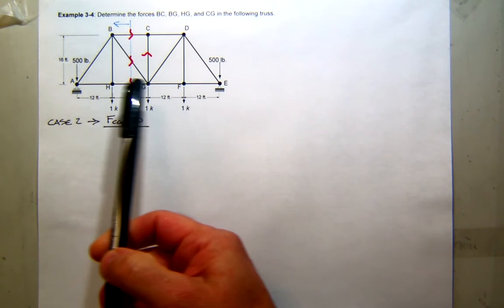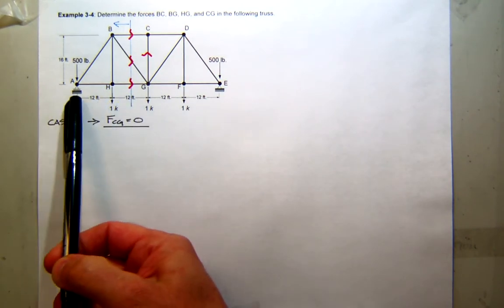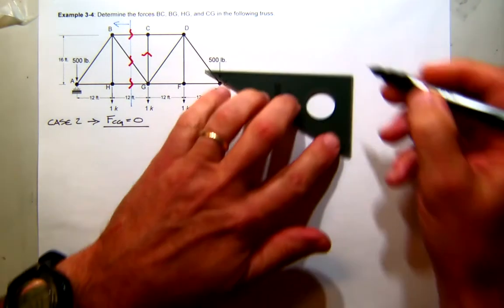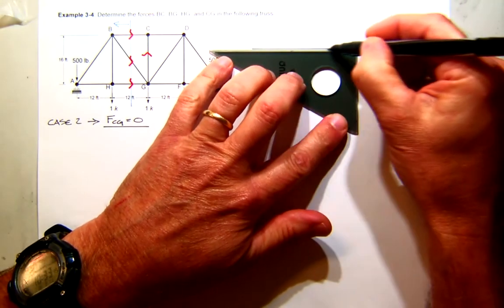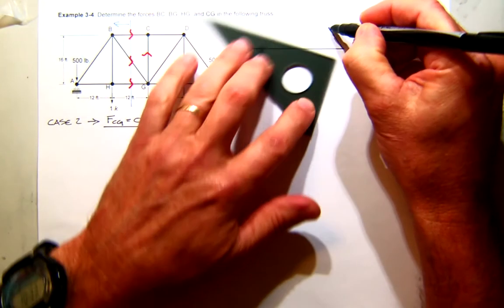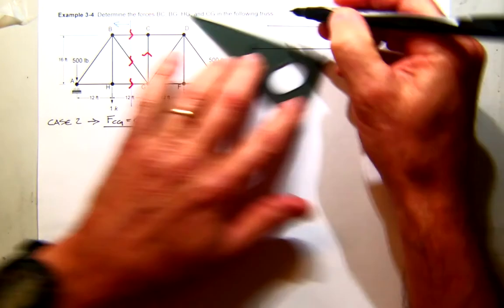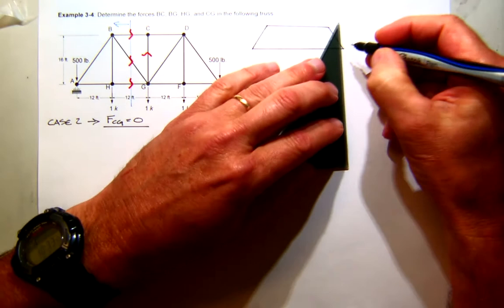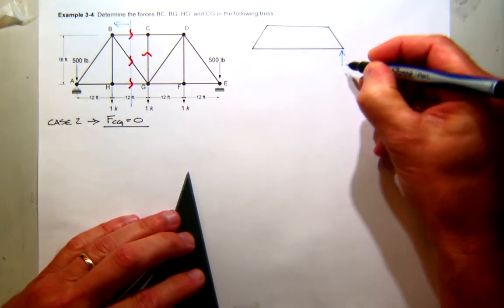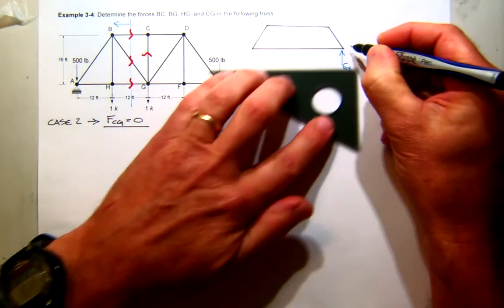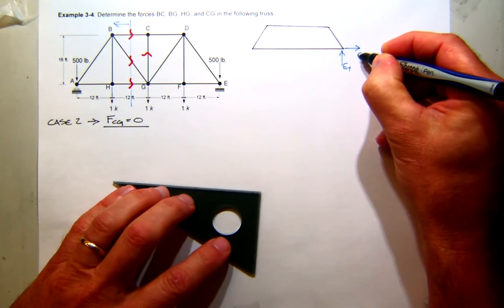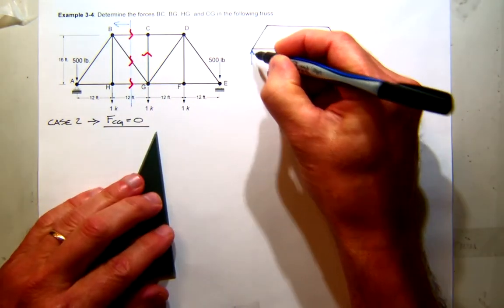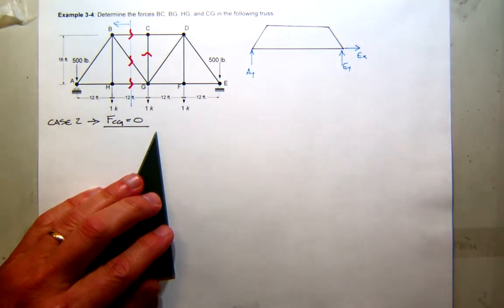Now, I've made that decision. All I really need to find is AY. So what I'm going to do is come over here and draw a little mini free body diagram of this structure. And I don't care about all the internal connections because I'm just looking at the external bits. So I know at E is a pin, so I'd have EY and EX. Over here at A is a roller. I would just have AY.